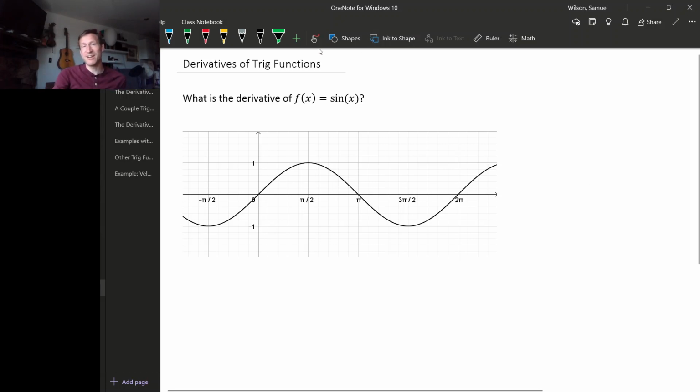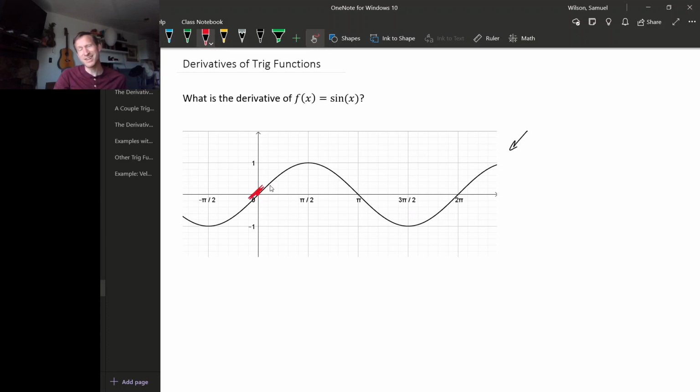We can differentiate a lot of functions now without having to use the limit definition, but we haven't thought about trig functions yet. For example, what is the derivative of sine of x? Well, here's a picture of the graph of the sine of x. We could approximate the derivative just by thinking about the tangent line to sine of x and seeing what it looks like. So at x equals 0, the tangent line looks like this.